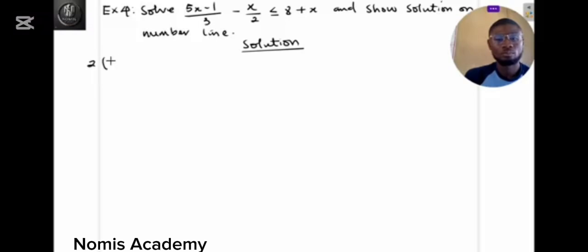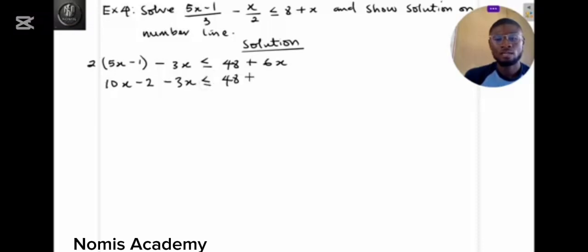So I'll be left with 2 open bracket 5x minus 1 close bracket. Now minus x divided by 2 multiplied by 6 will be 3x because I will have 3 left. So 3x less than or equal to 8 multiplied by 6 will be 48, plus x multiplied by 6 will be 6x. Now I have a straight equation. I need to open this bracket, right? Yes. 10x minus 2 minus 3x less than or equal to 48 plus 6x.